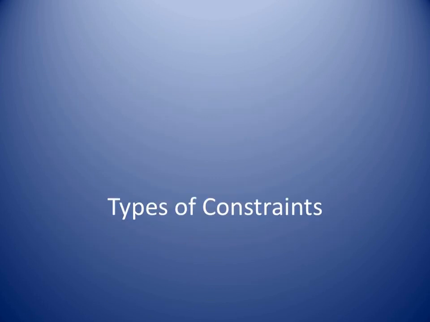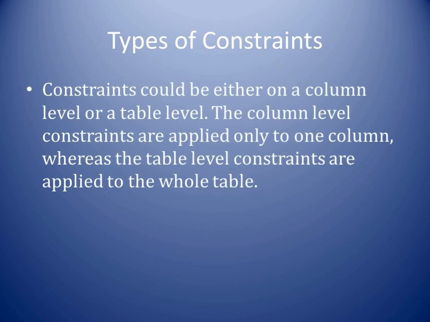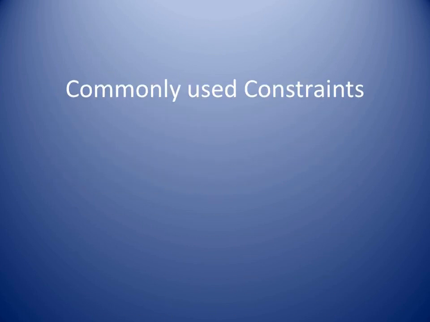Types of constraints. There are two types of constraints. Column level: these are those constraints which are applied to only one column. Table level: the constraint which is applied to the whole table. We will be dealing with column level as per the syllabus. So, these are the column level constraints.